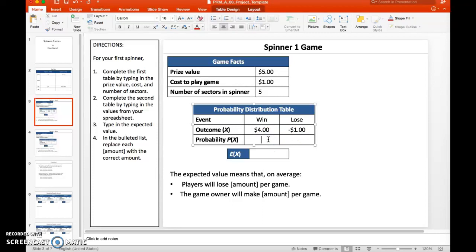So the probability comes from, I have 5 sectors on my spinner. I'm going to have 1 be the winner. So 1 out of 5 is 20%. So I can put 1/5, 20%, 0.2. Your choice on how you want to do your probability: fraction, decimal, percent. I don't care. So if my chance of winning is 20%, my chance of losing is 80%.